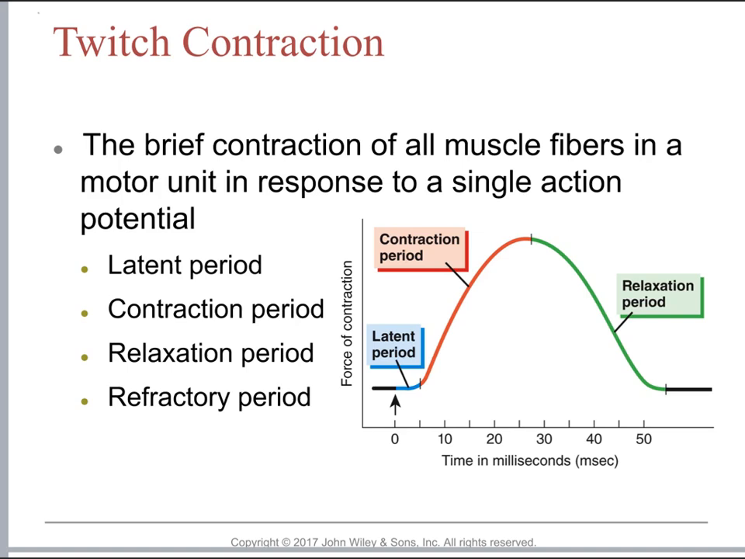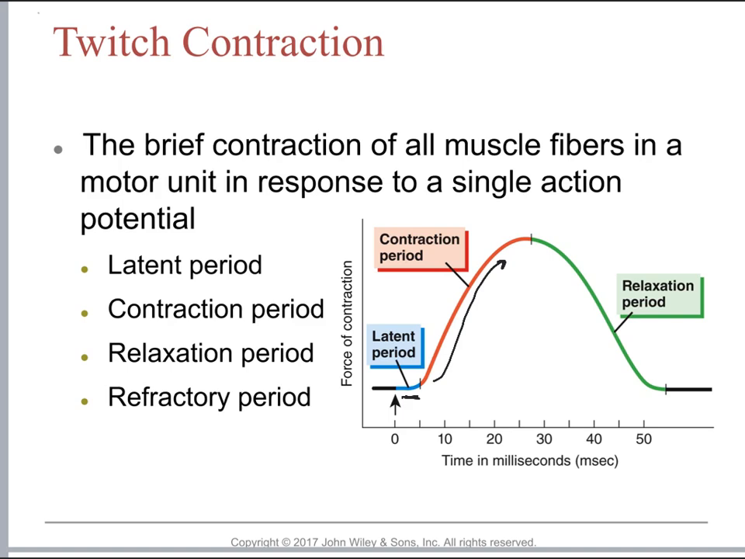So let's look at those three stages of a twitch contraction. A twitch is the brief contraction of all muscle fibers in a motor unit in response to a single potential. We start with this latent period, right? That's when the ACh, the acetylcholine, is moving into the cleft. We're depolarizing the sarcolemma, which allows calcium to be released, which leads us into the contraction period, right?